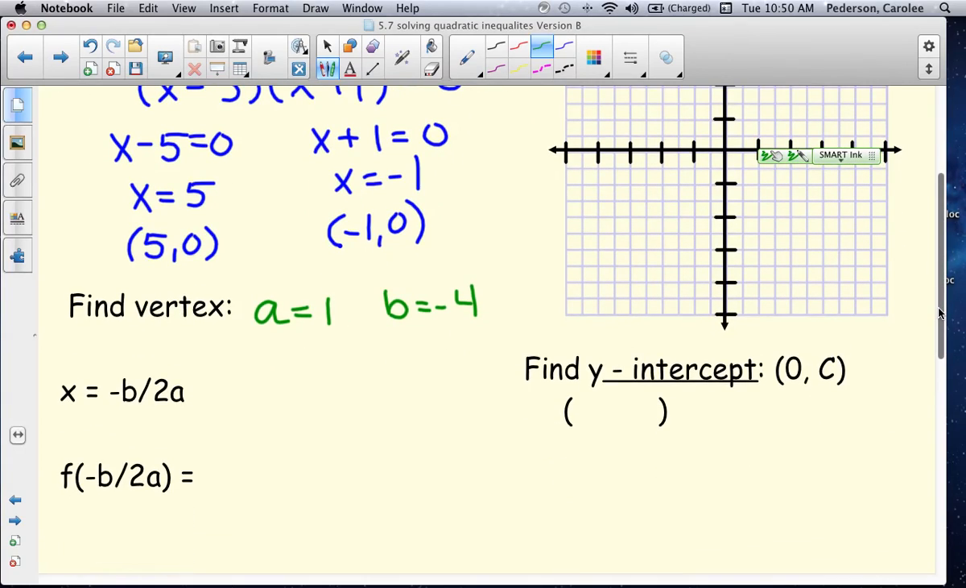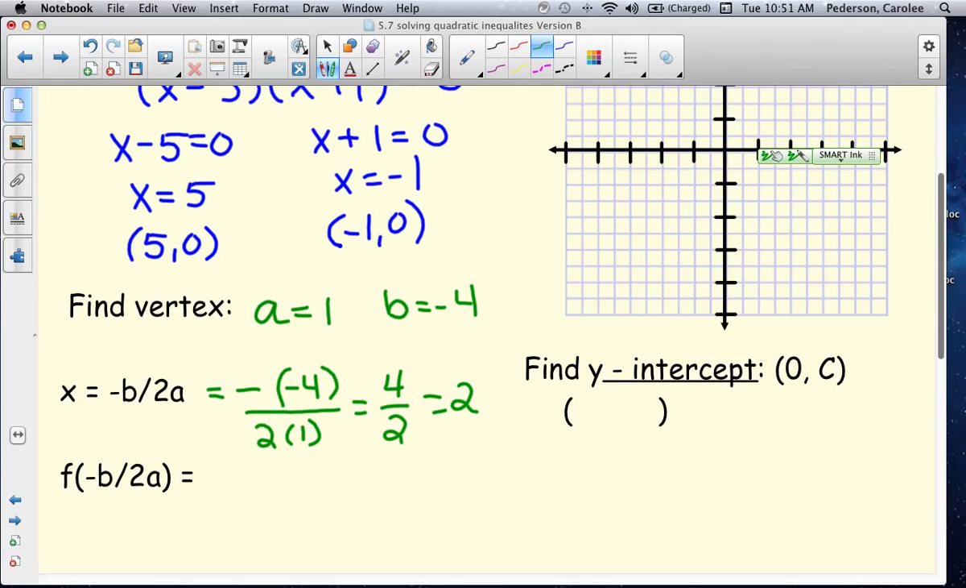This is called the equation for the axis of symmetry. So now let's substitute it in. Negative, and then opposite of b over 2a. So opposite of b is going to turn that to a +4. And then 2 times 1 is 2, which is 2. So this is my x value for my vertex.